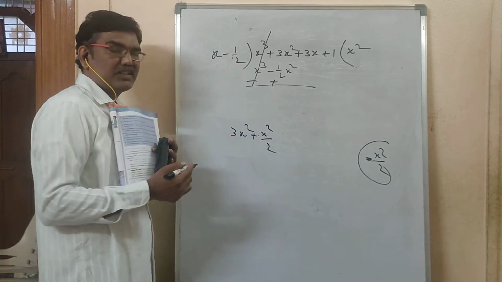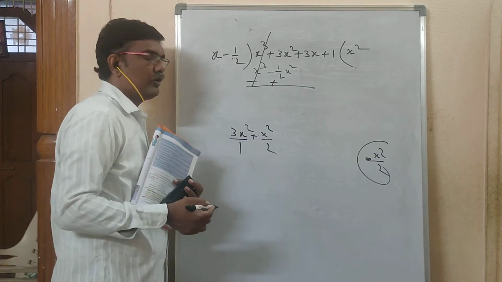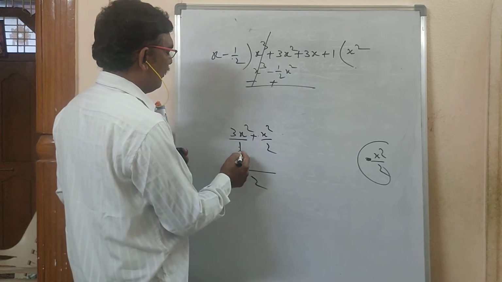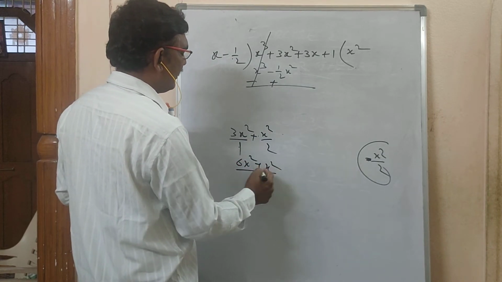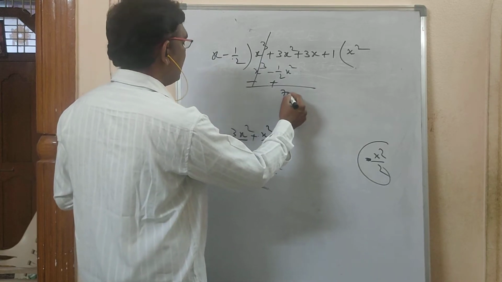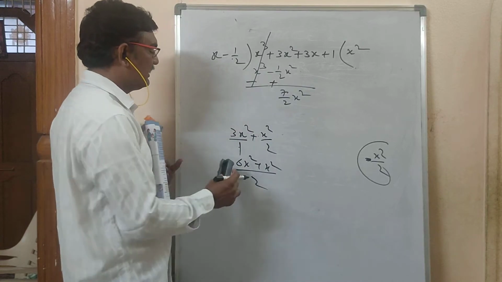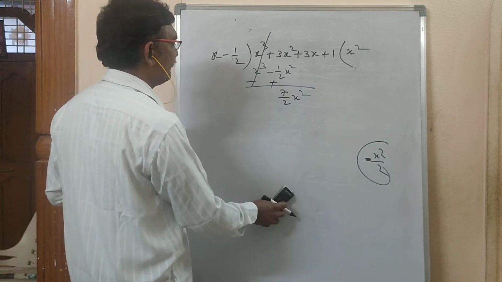You have to add these two. For addition, what do I have to do? I have to take the LCM. 1, 2: the LCM is how much? 2. 1: how many times will it go? 2 times. 6x square and x square. How much did you get? I got 7 by 2 x square. 7x square by 2 and 7 by 2 x square are the same.